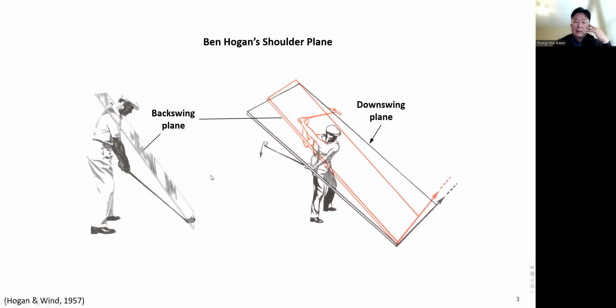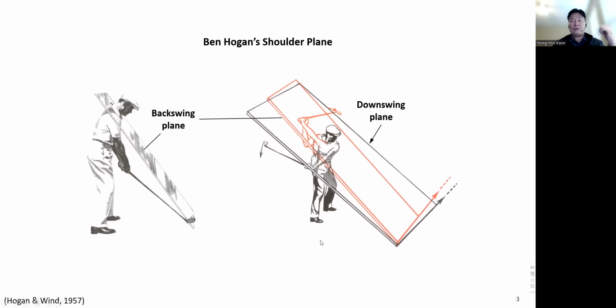One thing interesting in this is that Ben Hogan recognized that the backswing plane and the downswing plane are not the same. In this diagram, the plane in color is the backswing plane. The one in black is the downswing plane. As you can see, the downswing plane is a bit flatter than the backswing plane, and also it is aligned more rightward or outward when compared to the backswing plane here.